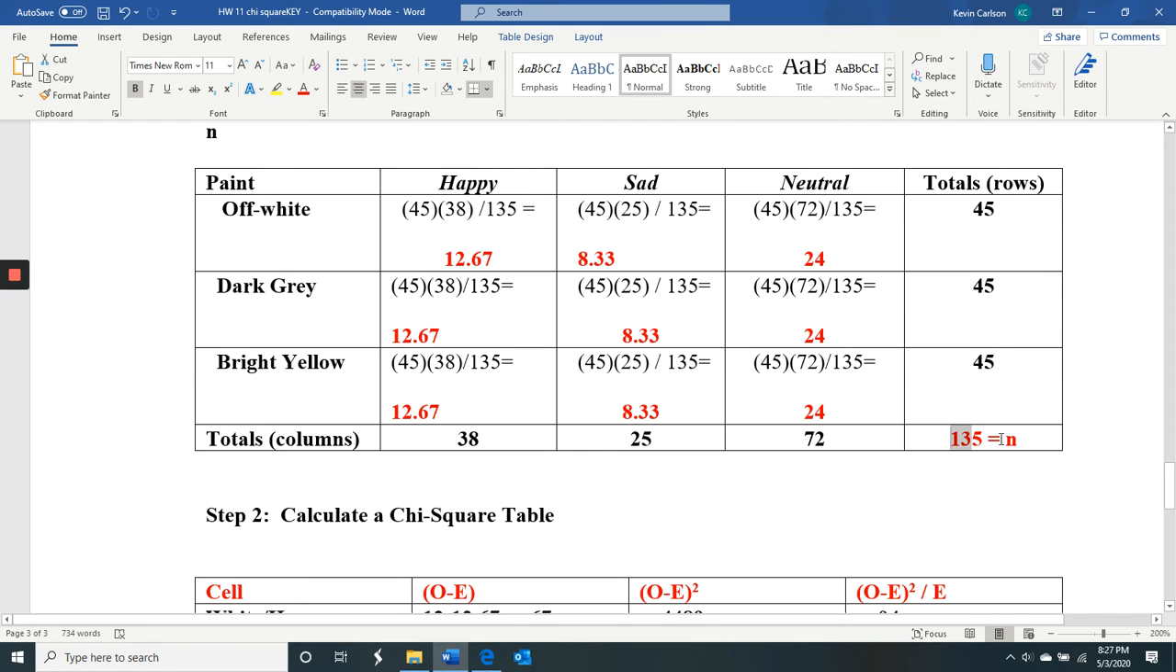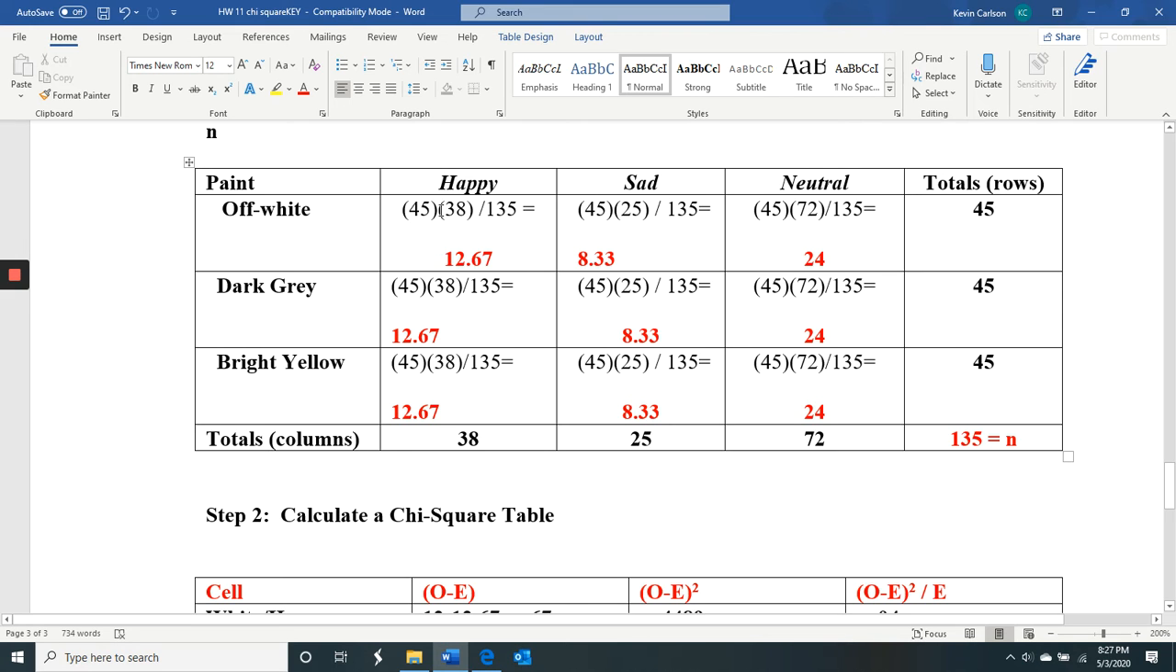And we add those up and it's 135, but make sure you add the columns also. So we had 38 people who said they're happy, 25 people who said they're sad, and 72 who are neutral. We add those together, that's also adding up to 135. So here we can calculate our expected values.